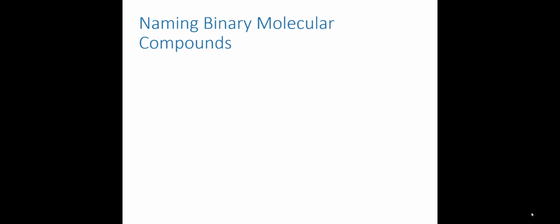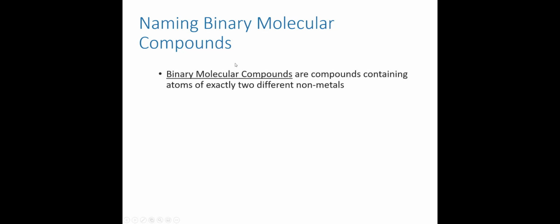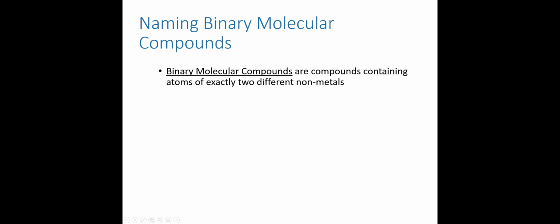I'm now going to look at the naming rules for a totally different set of compounds, and I'm going to call these the binary molecular compounds. The term binary is sometimes left out, but the word binary means two, so that's why I want to leave it in this definition here. And so what we're looking at are compounds that have exactly two different nonmetals in the formula.